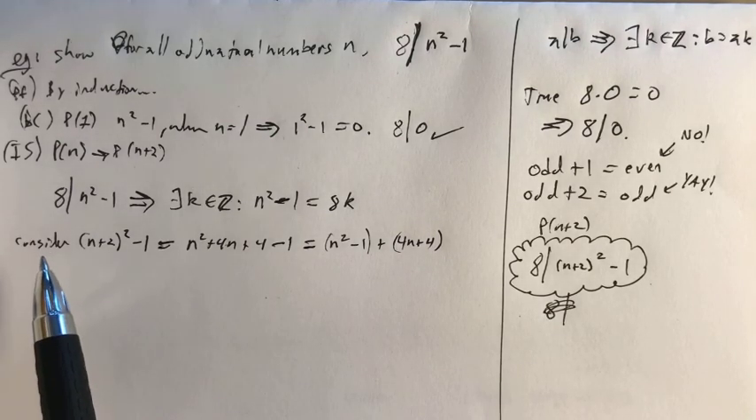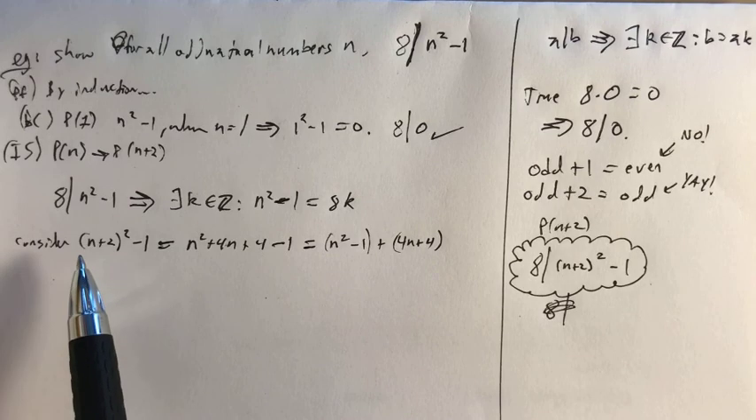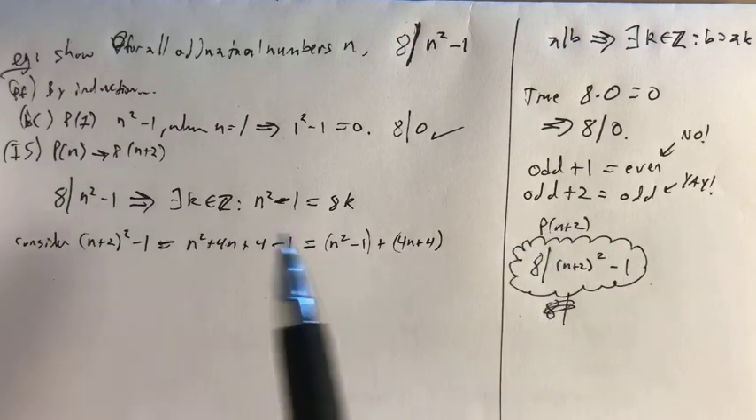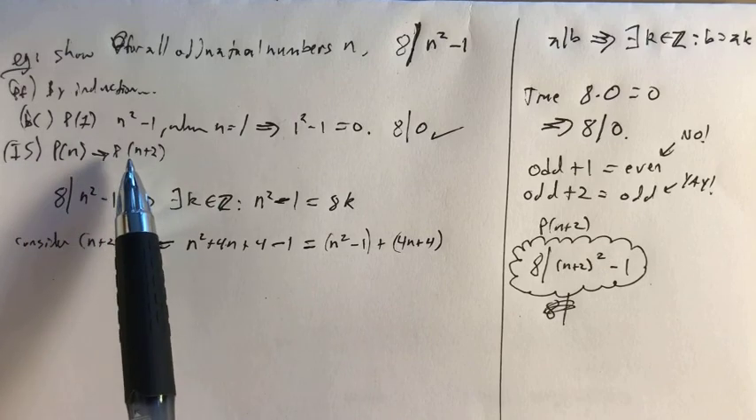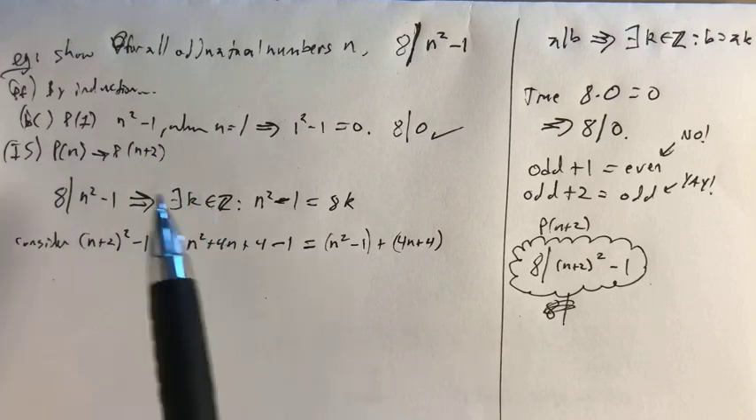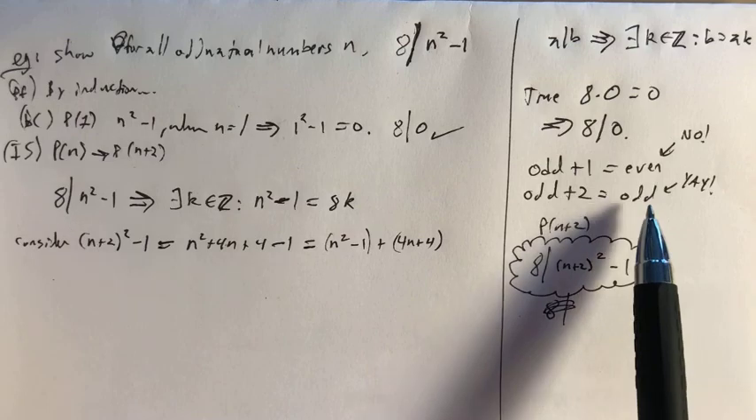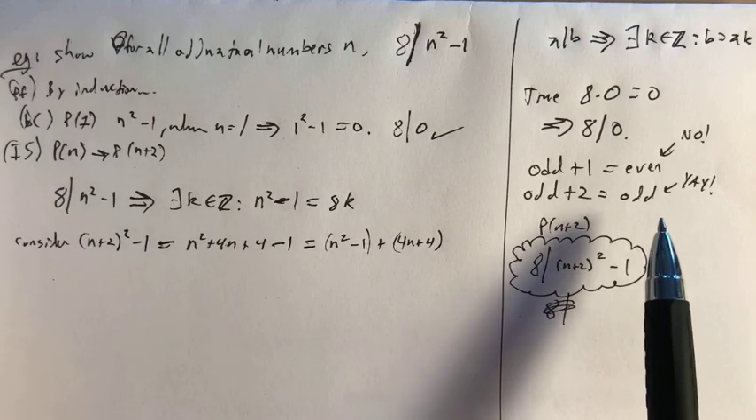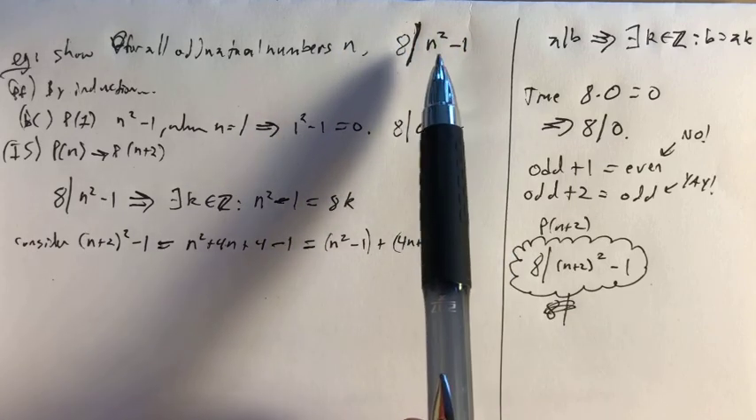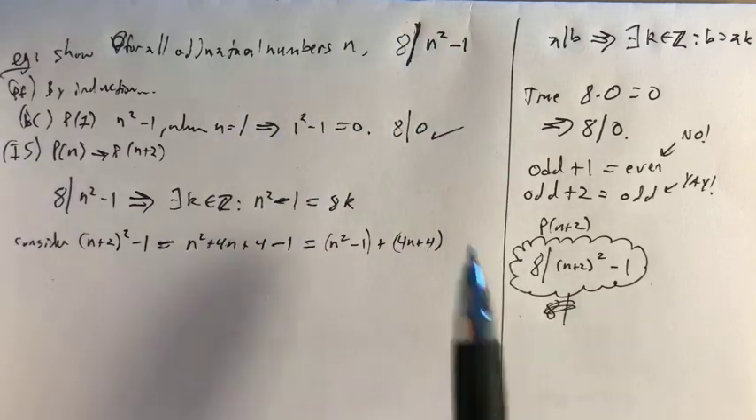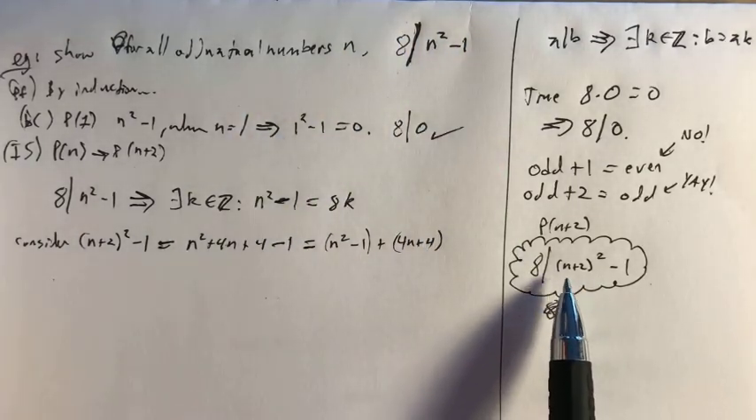And now I'm considering this quantity. Where does this quantity come from? Well, I looked at P of n, and I want to do P of the next case. In this case, the next case is odd, so I've got to do n plus 2. So I looked at this very expression, but for n plus 2 instead of n.